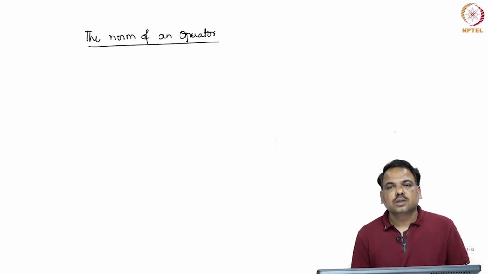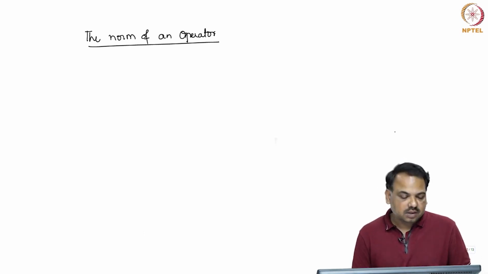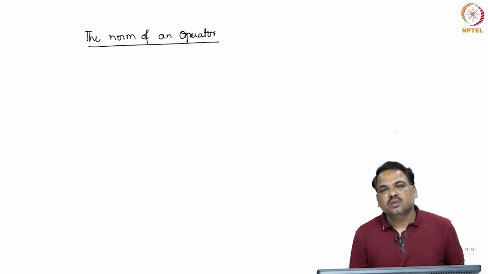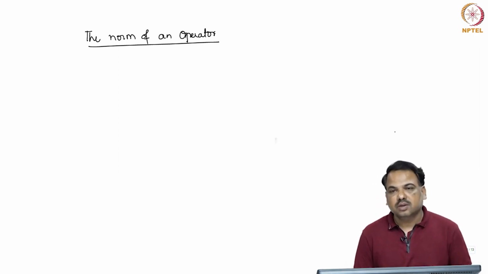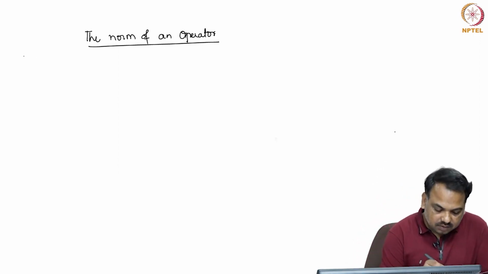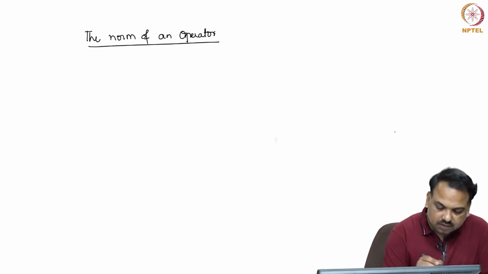Hi everyone. In the last lecture, we discussed bounded linear transformation or bounded linear operator, and we also discussed how to define the norm of an operator. In this lecture, we are going to see the equivalent conditions or the different ways of computing the norm of an operator. So let us start with a bounded linear transformation.